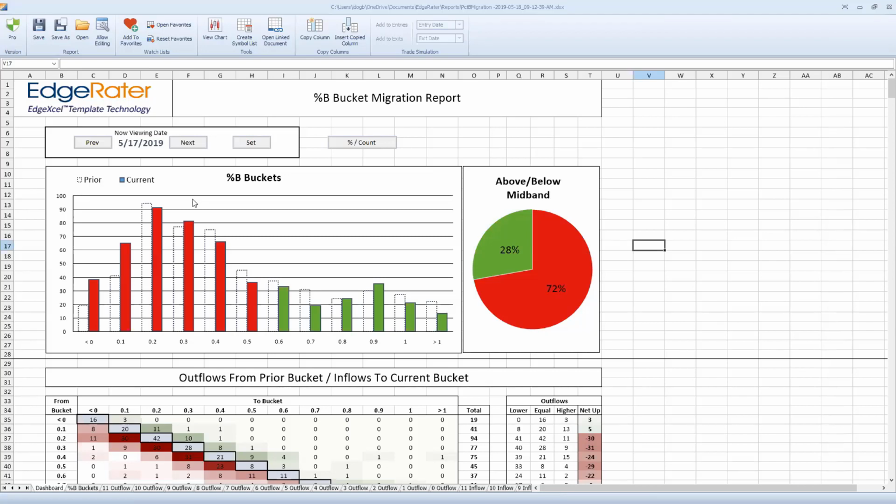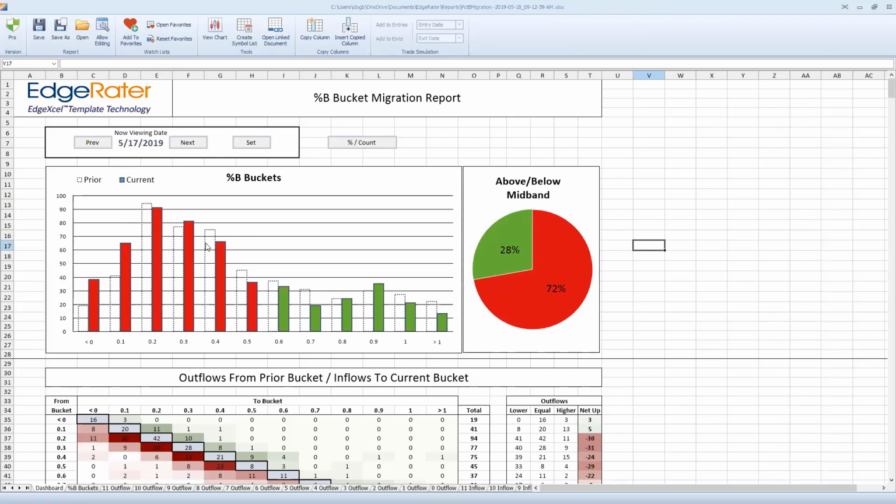You can see at market extremes when all the stocks are below the lower band. The pie chart on the right is just an indication of the mid band and where stocks sit in relation to it. As of Friday, 72% of the stocks in the CBOE weeklies list are below their middle Bollinger Band, and only 28% are above it. The chart here, where it says percent B buckets, just breaks out each individual bucket. The green ones are above the middle band.